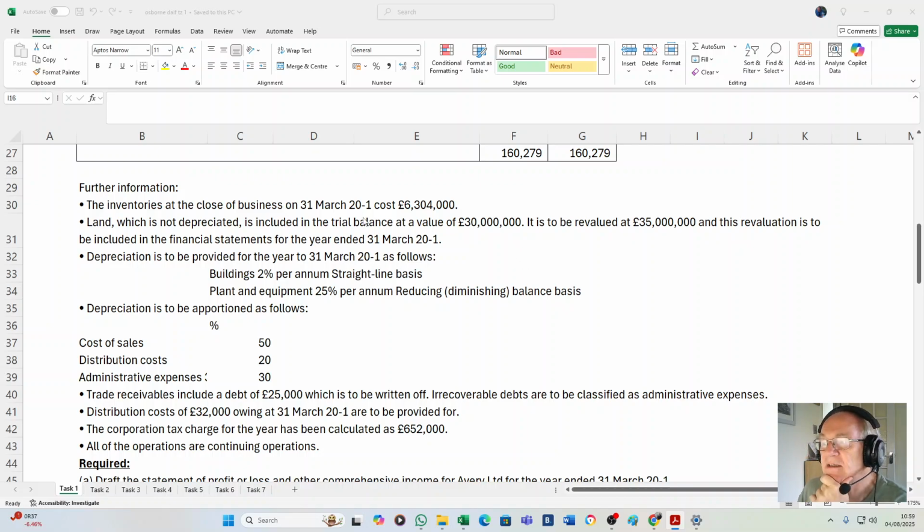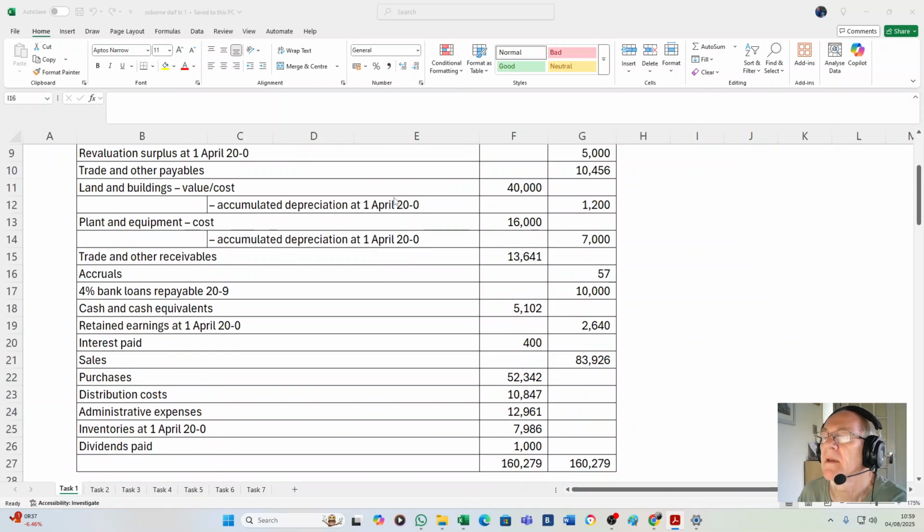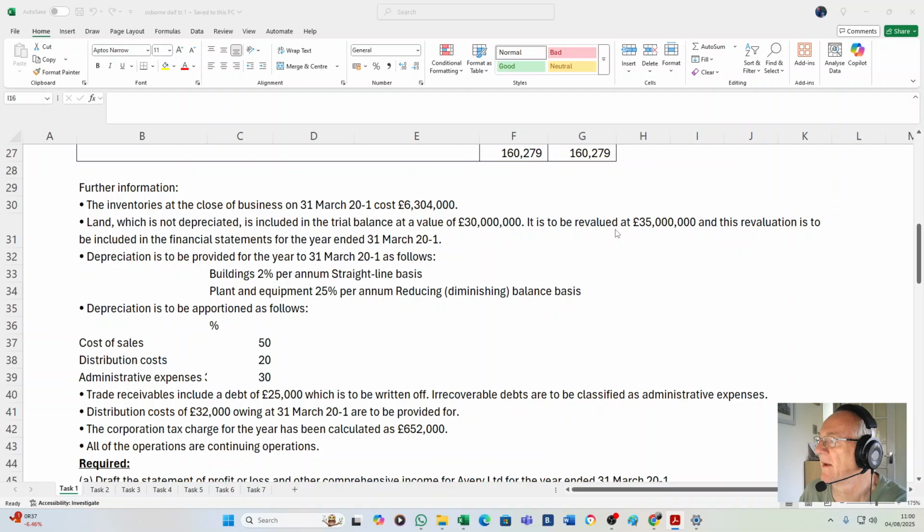So inventories, that's closing inventory, and we've got the cost, and then we've got this is for the depreciation calculations. Land isn't depreciated, so 30 million of the land and buildings, 40 million is land, so we're only going to depreciate the buildings, the 10 million. However, we're also going to revalue 5 million. That's the main difference between comprehensive income and the standard income statement.